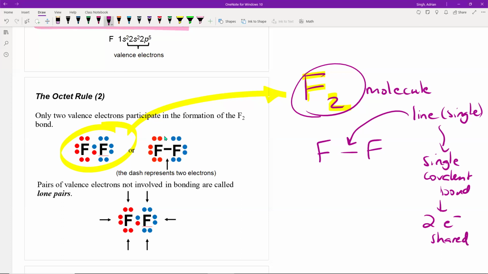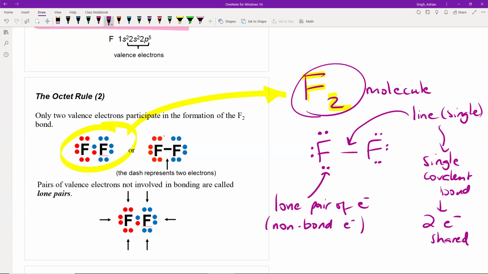What's also left over on the outside, to make sure that the fluorines are happy and stable, are these pairs of electrons that are not involved in bonding. For example, this fluorine has 3 pairs of electrons. This is called a lone pair of electrons, or sometimes a non-bonding pair. They're not involved in bonding, in other words.